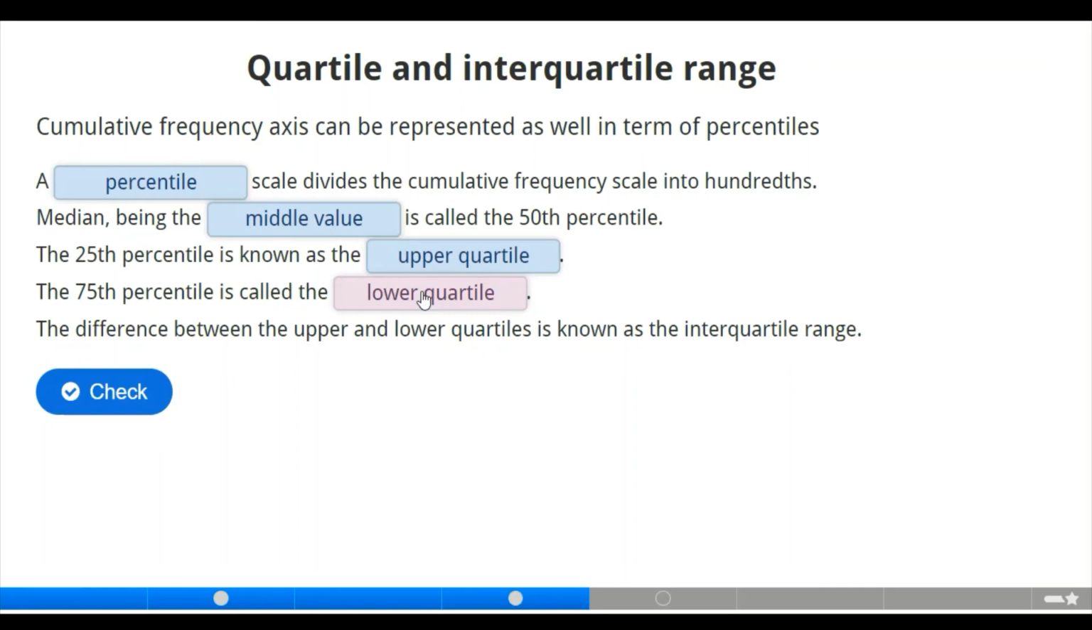So when you're talking about quartile, that means that you are dividing your data set into 4 different intervals, and this is based on the value of the data that is being given to us.